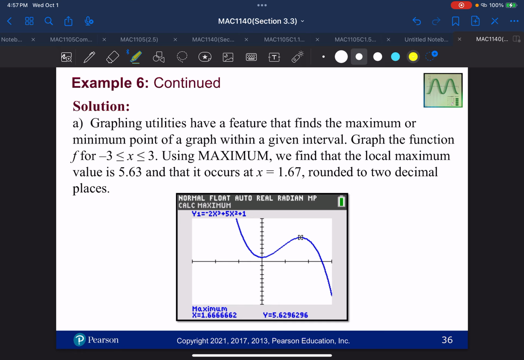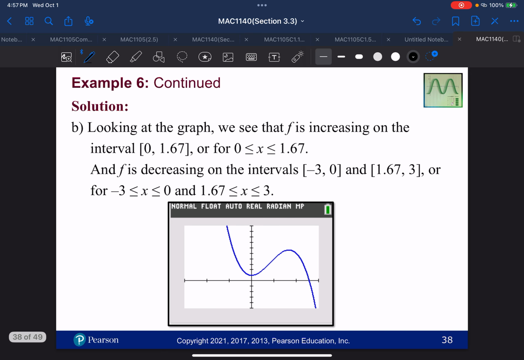So now they're just rounding this, which in your homework it'll tell you if they want you to round your answer. And the y value, which is the local maximum, is 5.63. So that's a way you can use your calculator to find those.